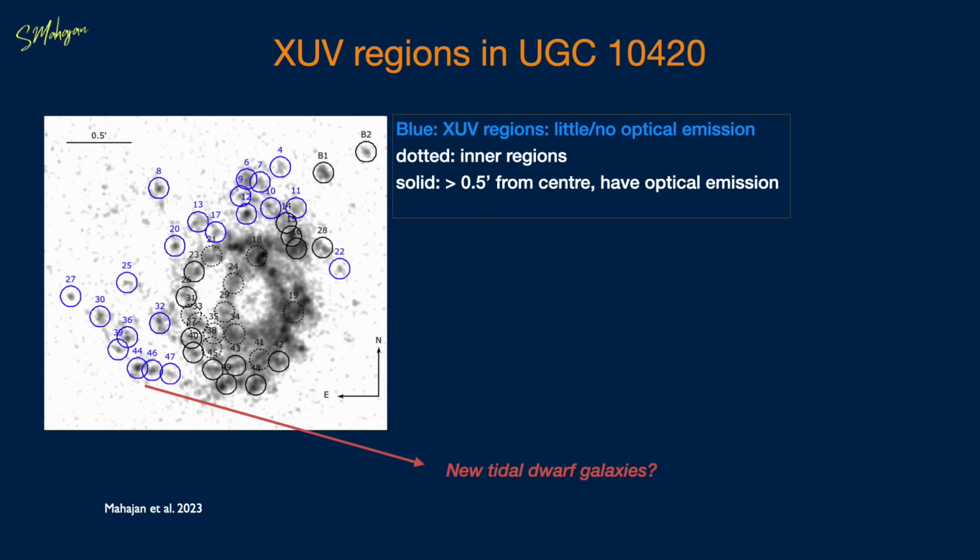A closer analysis shows these knots of star formation shown in blue here are statistically different from similar regions found in the main body of the galaxy displayed as black circles, and that they may in future become new tidal dwarf galaxies or ultra-compact dwarf galaxies.